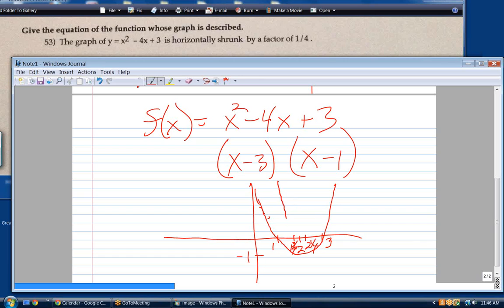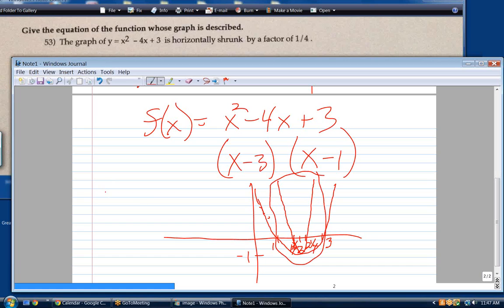So this parabola now looks like this. Same vertex, because a horizontal shrink factor doesn't translate it left or right or move it up or down. It only changes the shape. And I know the shape is going to be 4 times skinnier. Would you look this one up, make sure I got it drawn right? Oh, they want the equation, excuse me. So we need the equation of that line.